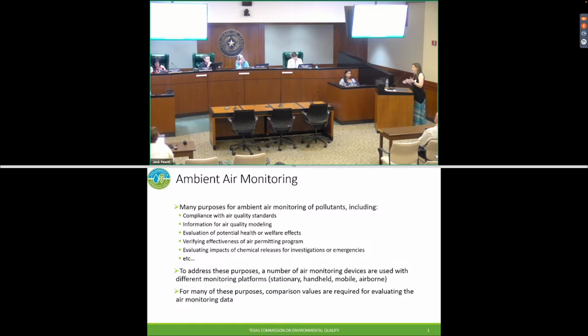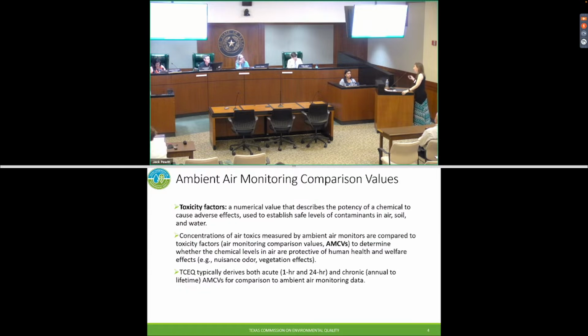Because otherwise, you see a number, 10 ppb. Well, what does that mean? Is that good? Is it bad? Is it safe? Is it unsafe? And so we need these comparison values to give that context to ourselves, to our staff, and to the general public.